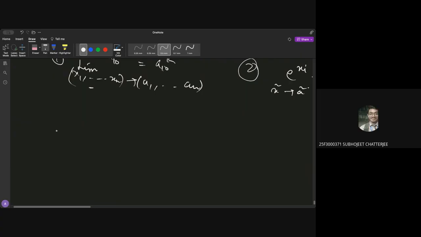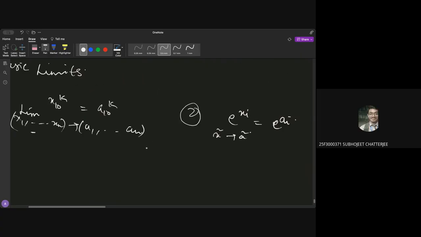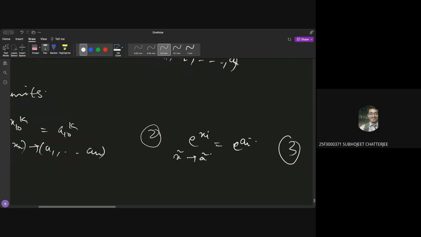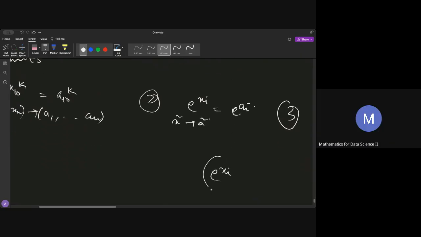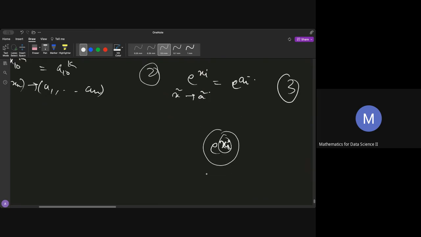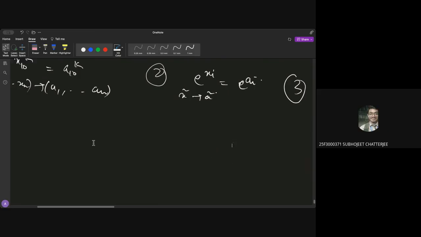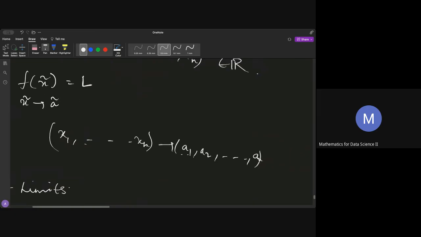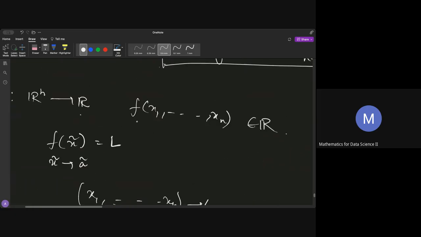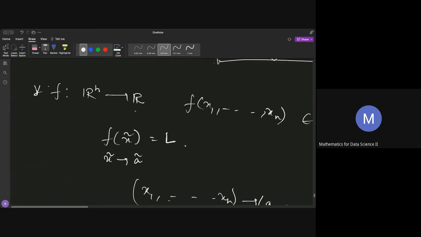And then we have limits for these multivariate functions. If you look at e to the power xi, it's a single variable function only, because you just have xi here. But the previous one, where you have written x1 up to xn approaching a1 up to an, is for multivariable functions.